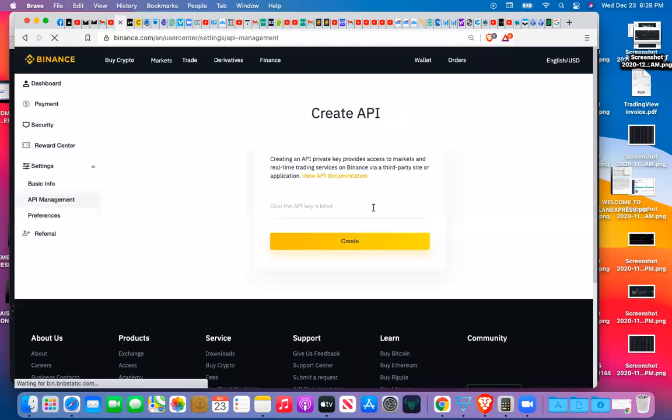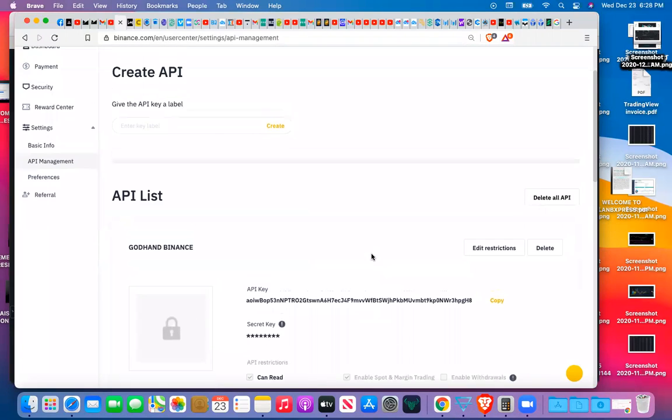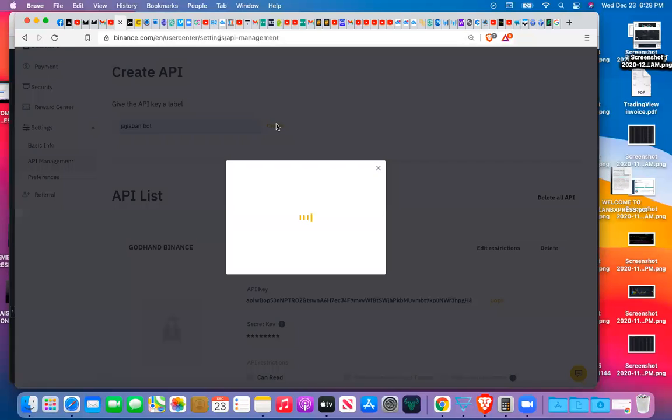And so you can give a name to your API. If you like, you can put your name, whatever, just to denote it. In case you're using many exchange platforms, like myself, I use a lot of exchange platforms on my Tree Commerce. Immediately you go there, you're going to see create name. So you can put any name, Jagaban Boat. You're going to click on create.